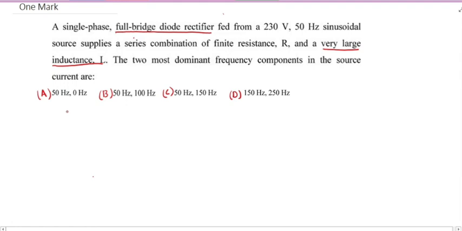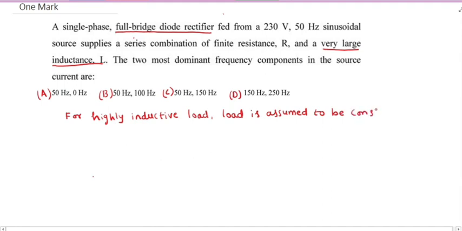So let me write that, because this is a very important point. For highly inductive load, remember always the load current is ideally a constant. Load current is assumed to be constant. Okay, so let me take that as I naught, which is constant. Now here the question is, what are the two most dominant frequency components in the source current?